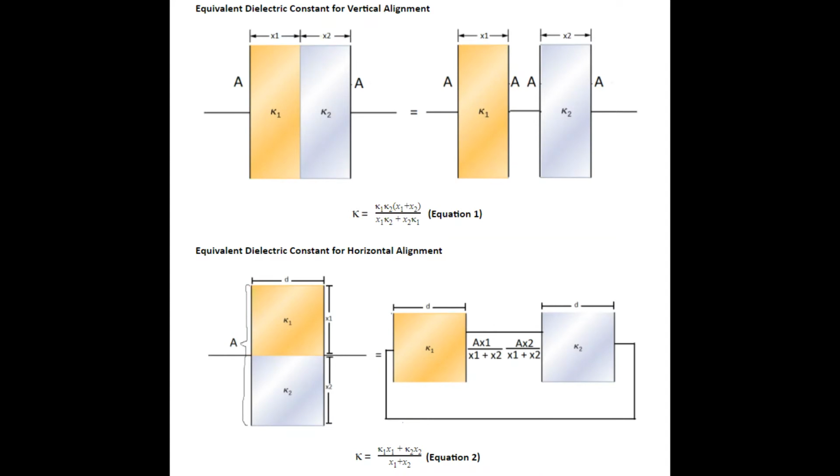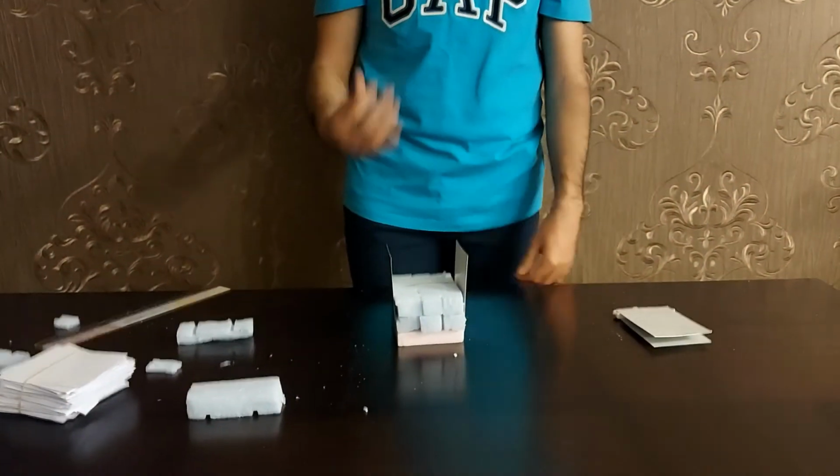At the end, I have compared my measured results for the equivalent dielectric constant with their theoretical ones obtained by the given formulas for vertical and horizontal alignment of dielectric materials. And I have computed the error that can result from uncertainties of the electronic devices or the ruler I have used, or personal uncertainties like the air space, as I have explained beforehand.